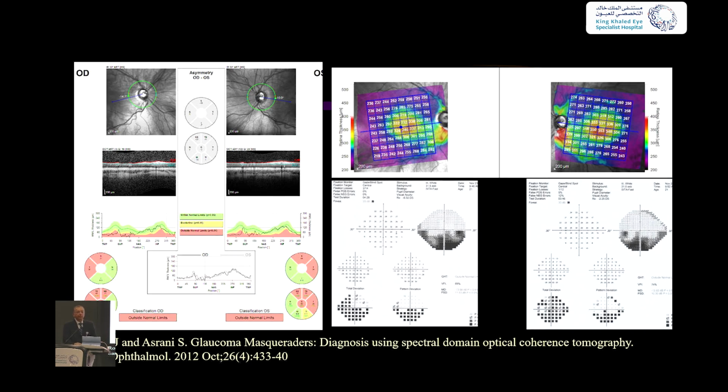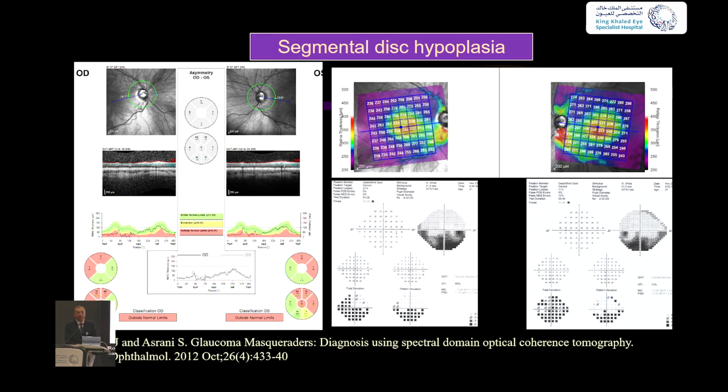When you see complete symmetry, you can see the macular thickness is very symmetrical. The nerve fiber layer thickness is also very symmetrical. And the field defects are also very symmetrical. You must realize that this may not be glaucoma. And this is segmental disc hypoplasia. This poor girl at age 22 was being treated with 4 glaucoma drops because it was assumed that it was glaucoma.